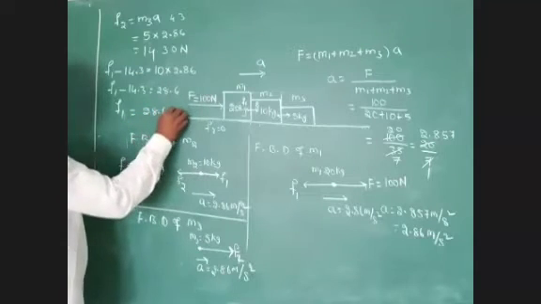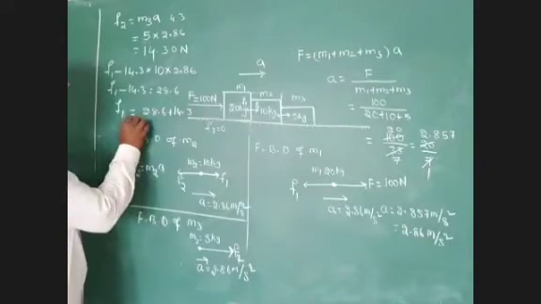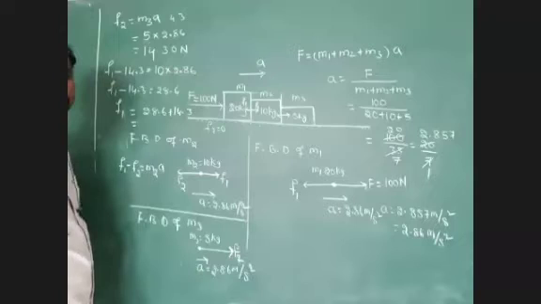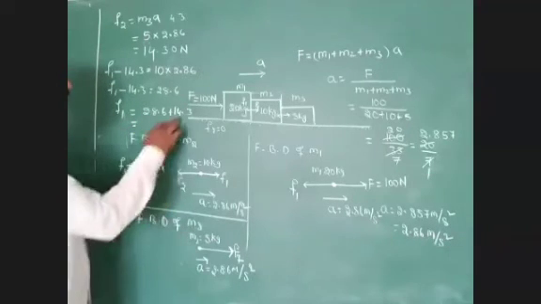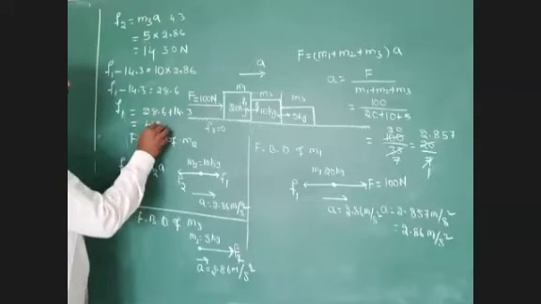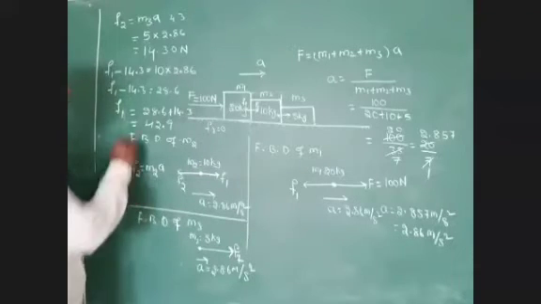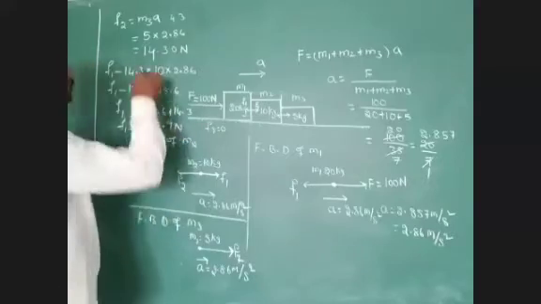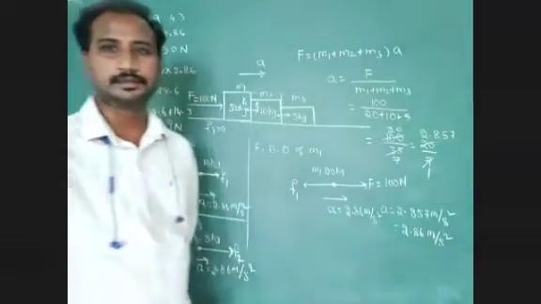But F1 equal to how much? 28.6 plus 14.3. So total value how much? 28 plus 14, 42. 42, and here 0.6 plus 0.3, 0.9. 42.9. Understood? So here F1 equal to 42.9 newtons. F2 equal to 14.3 newtons.